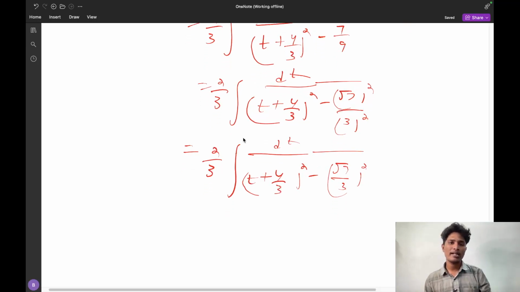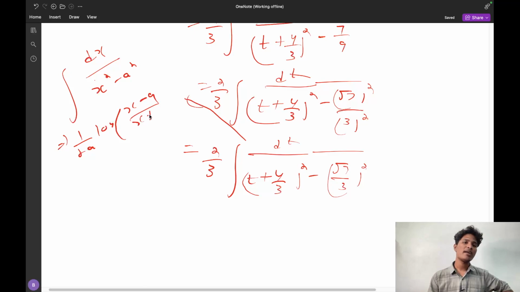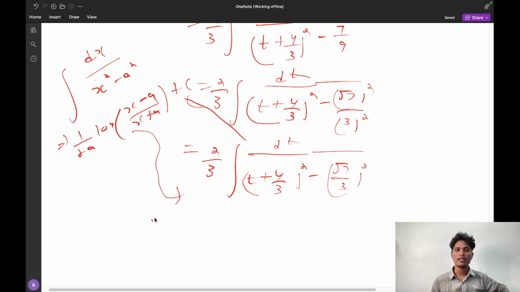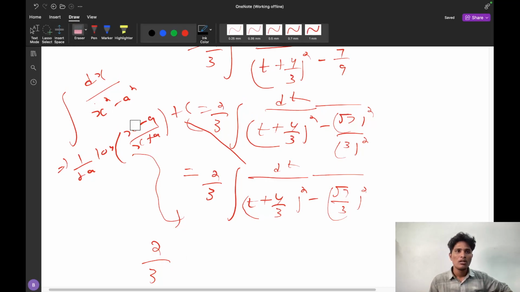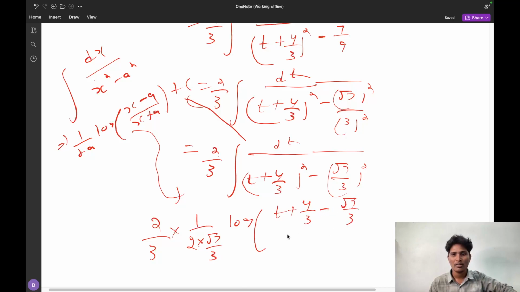If you observe this integral, it is the same as integral dx divided by x square minus a square. What is the formula? 1 by 2a log of x minus a divided by x plus a plus c. So the formula I am applying here: 2 by 3 into 1 by 2a. What is a here? a is root 7 by 3. So 2a log of x minus a, what is x here? t plus 4 by 3 minus root 7 by 3, divided by t plus 4 by 3 plus root 7 by 3.